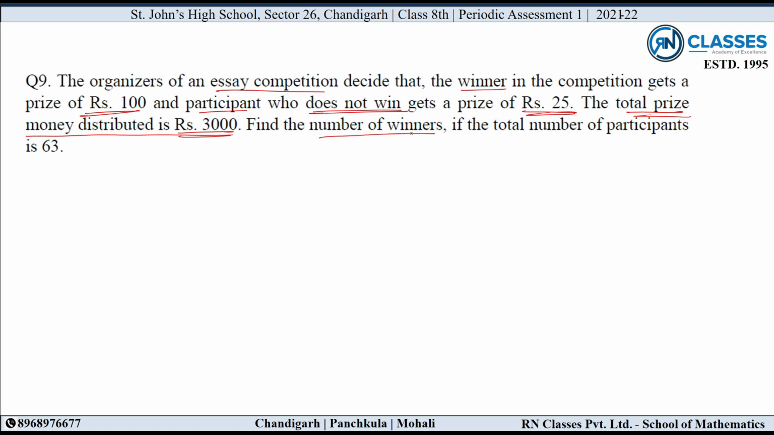Find the number of winners. This has to be found. Number of winners has to be found. If the total number of participants is 63. Okay, too much information.